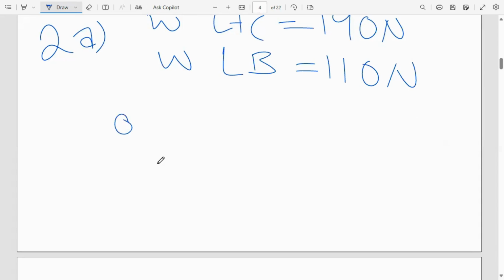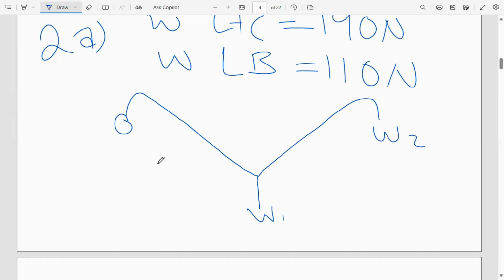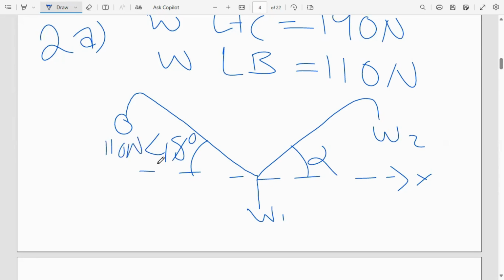I have the left block there, and it's going over a pulley. Then we have W1 there. There we have W2, and we have the x-axis there. They've said this angle there is alpha, also this angle is 48 degrees. We have a force here of 110 newtons, and these are the only forces that they've given us, plus the weight of the leg and the cast, which is 190 newtons.